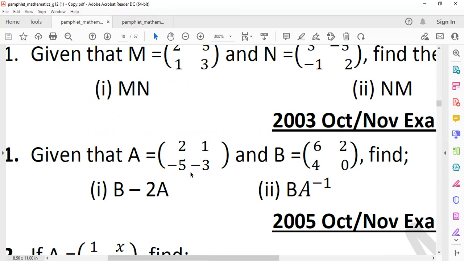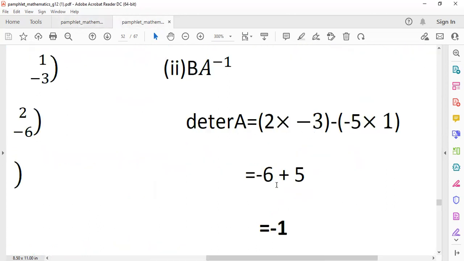That means it's 2 by negative 3 minus negative 5 by 1. So 2 by negative 3, that's negative 6, minus negative 5 by 1, that's negative 5. So it will be negative 6 minus negative 5.